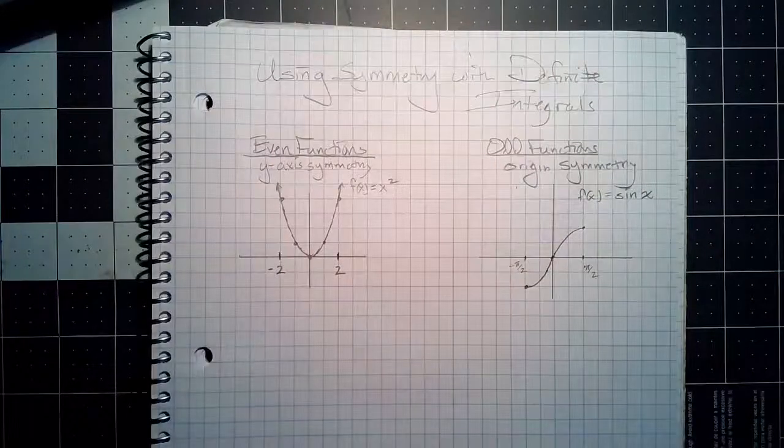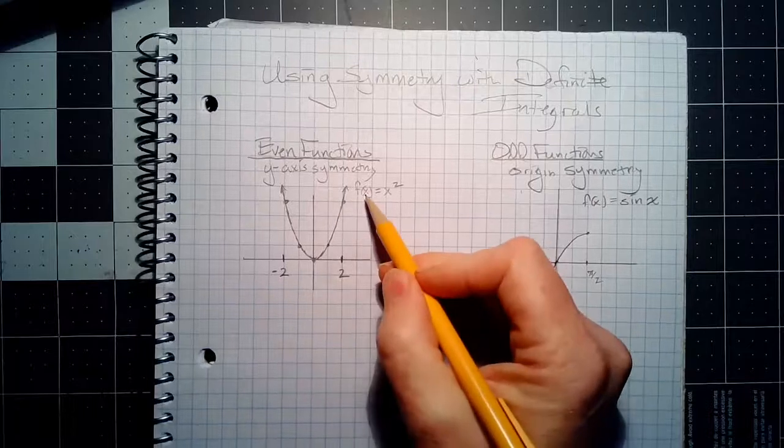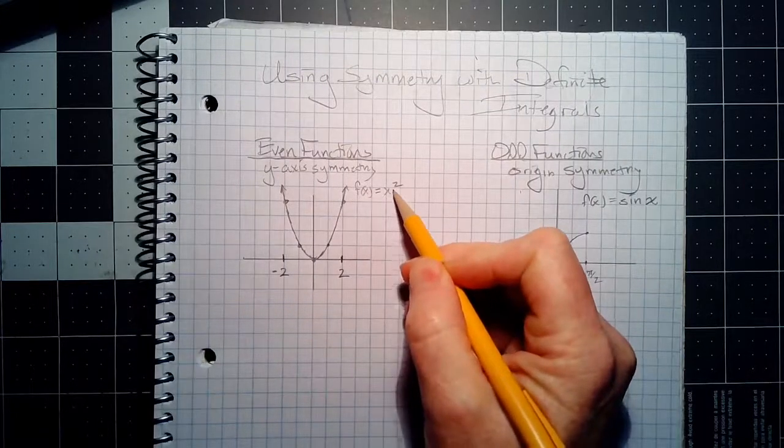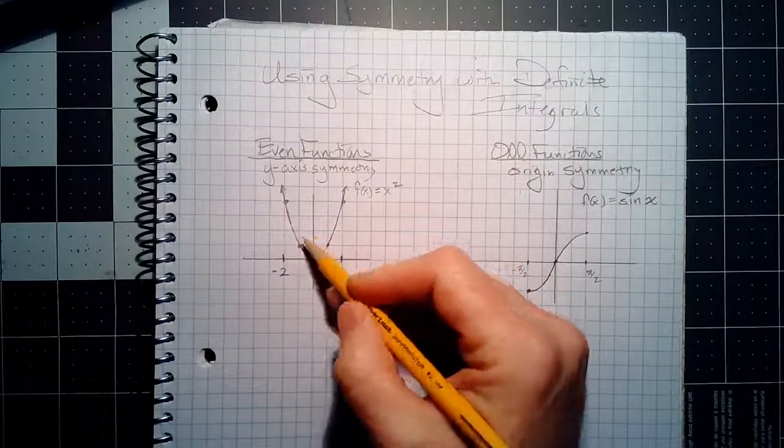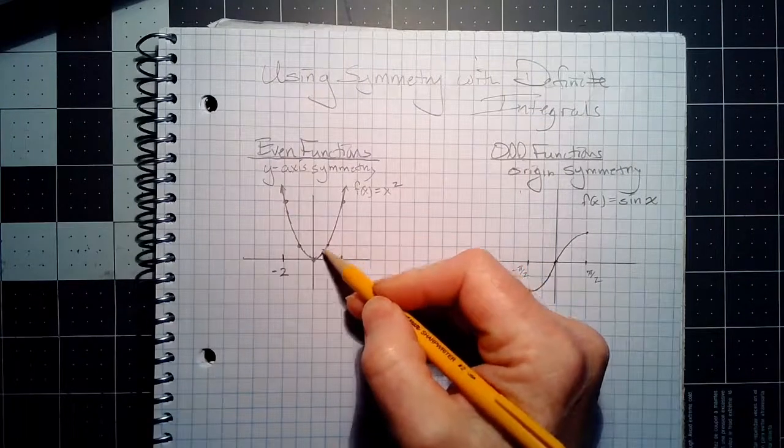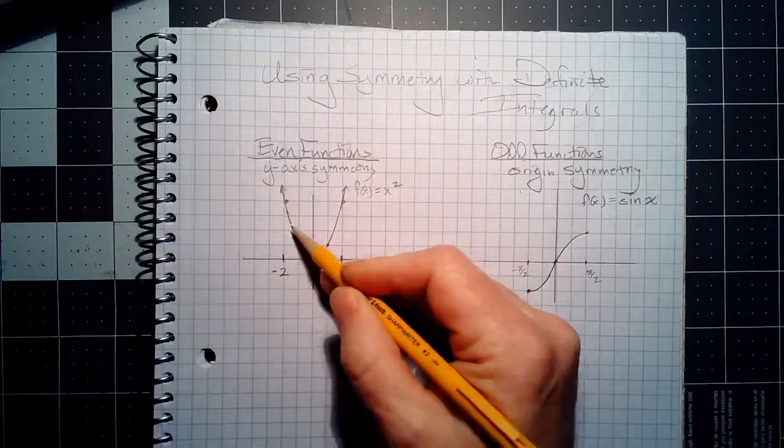Hey everyone, it's been asked if I would do a video to help with this business of using even functions or odd functions to help streamline integrals. So remember that an even function has what we call y-axis symmetry. For example, f of x equals x squared is a classic even function. It's symmetrical around the y-axis, so the right side is identical to the left side.